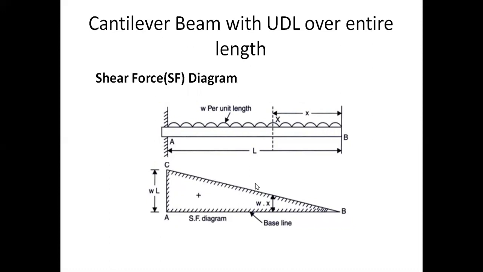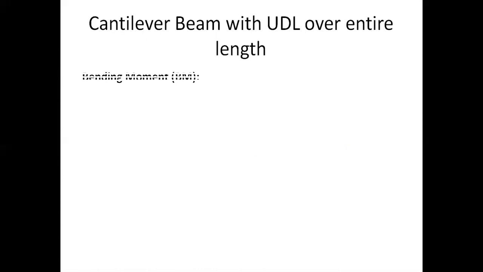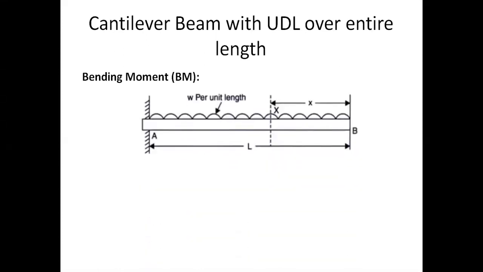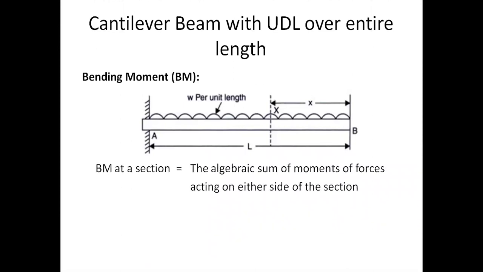Now, how to calculate the bending moment and how to draw the bending moment diagram for the same cantilever beam with UDL over the entire length, we will see now. So for the bending moment diagram, this is the same section. Now, the bending moment at any section, we know the definition, is nothing but the algebraic sum of moments of forces acting on either side of the section.